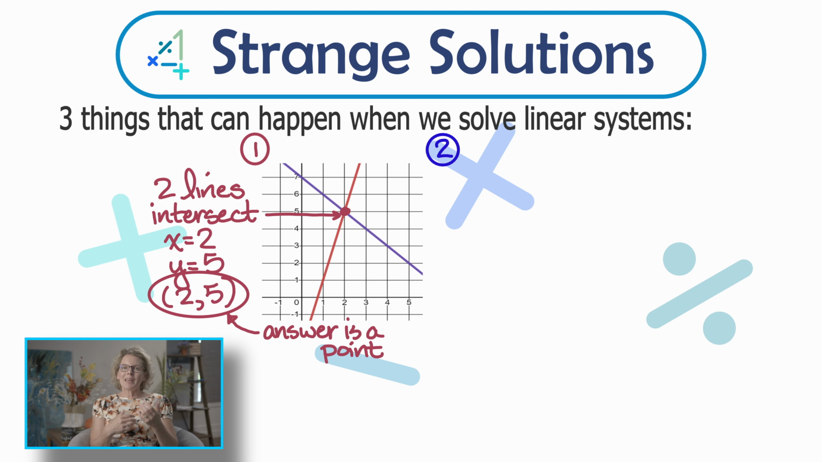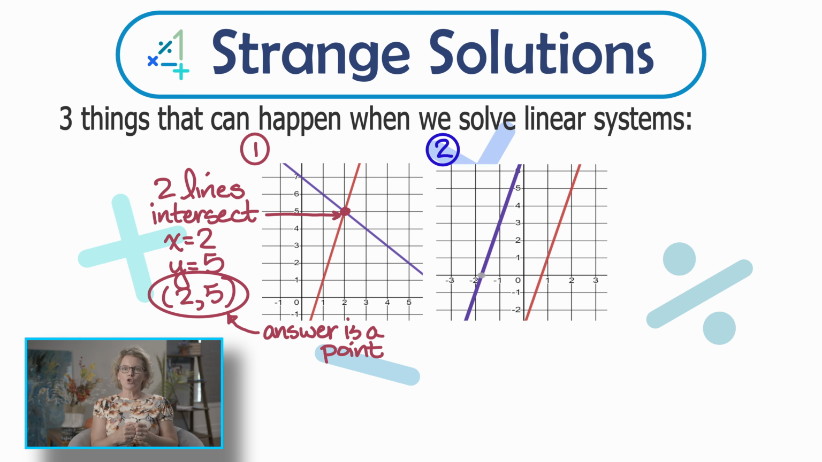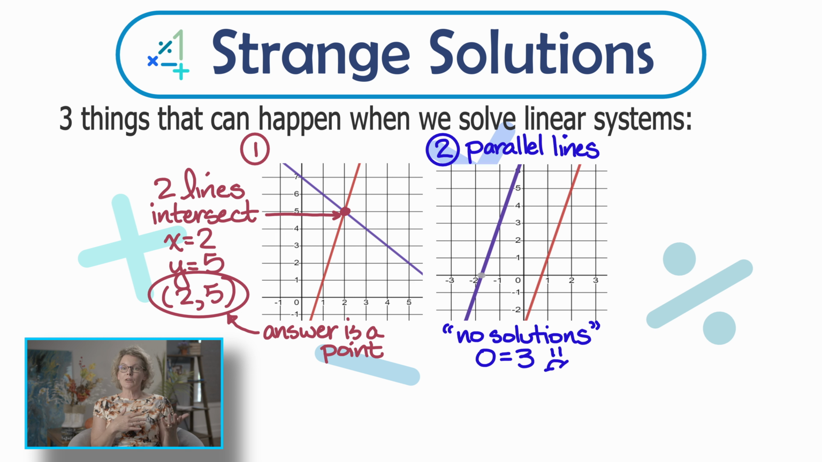The second thing that can happen is that we could have 2 lines that are parallel. You can see that they will never have the same x and y values, so the answer is no solutions. When we solve these, all of our variables go away, and as we keep going, we'll get 0 equals some number, but not 0, and that is never true. Since it's never true, that's when you think there are no solutions.